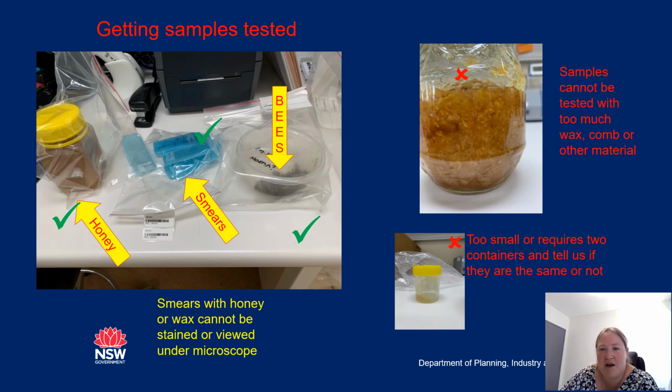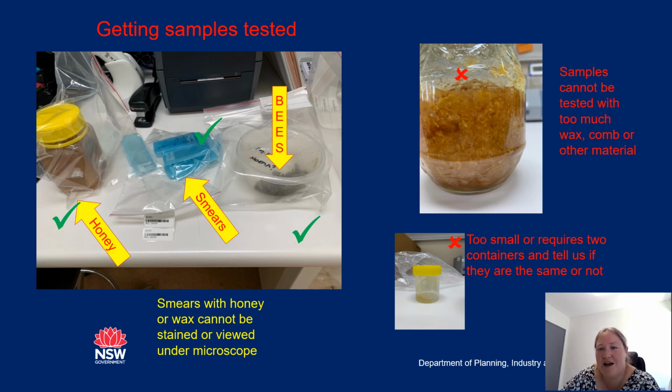The only time we can't read a smear is if it's got honey or wax on it. It interferes with our microscopy and our staining process, so we can't see anything through honey because we're looking at 1,000 times and through oil. It makes it very difficult for us, so we ask that we avoid as much honey or wax on those.